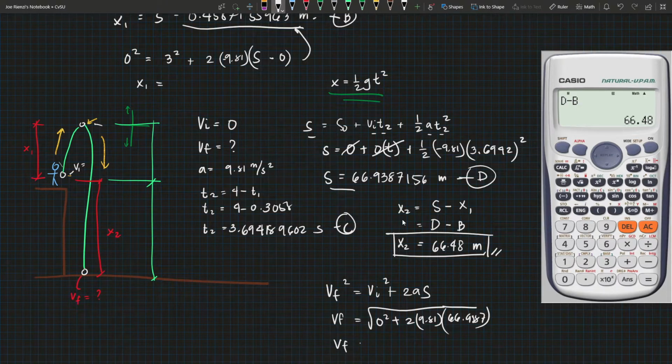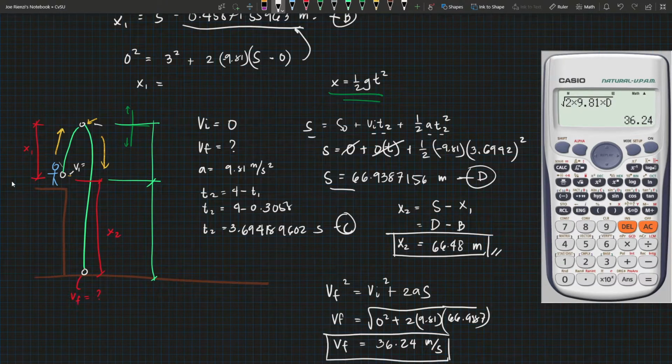So, final velocity is equal to square root of 2 multiplied by yung ating in-store sa D. So, yung final velocity is 36.24 meters per second. So, yun yung final velocity niya just before it hits the ground.